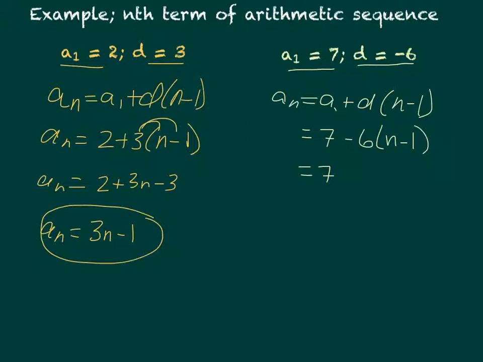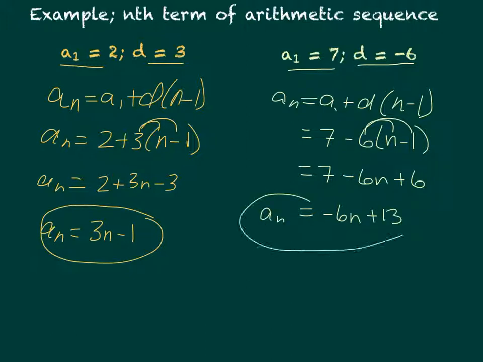And then I distribute here, negative 6n. Double negative, negative 6 times negative 1, which makes it a positive 6. So I am left with 7 plus 6, which is 13, and negative 6n plus 13. So that is my a sub n value. And then if I wanted to find the 1001st term of this sequence, then I just put 1001 in and solve.